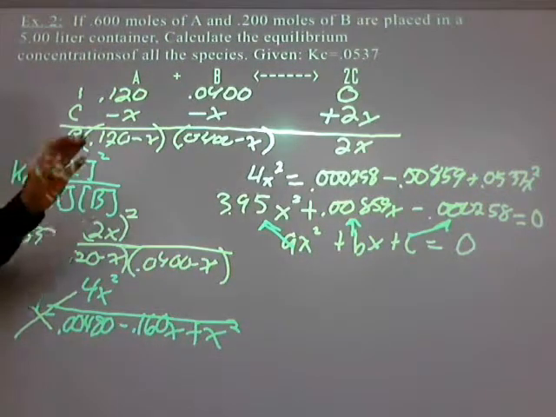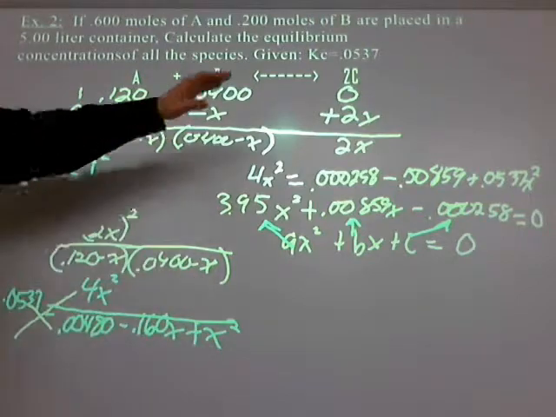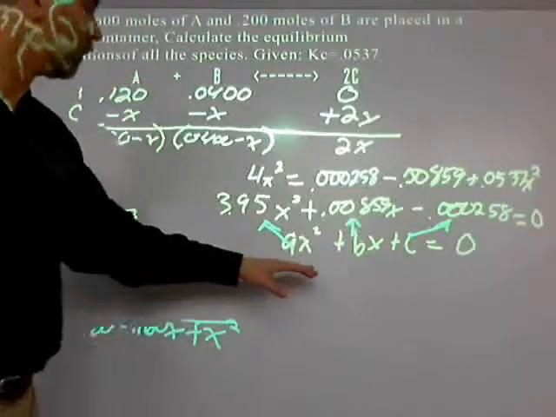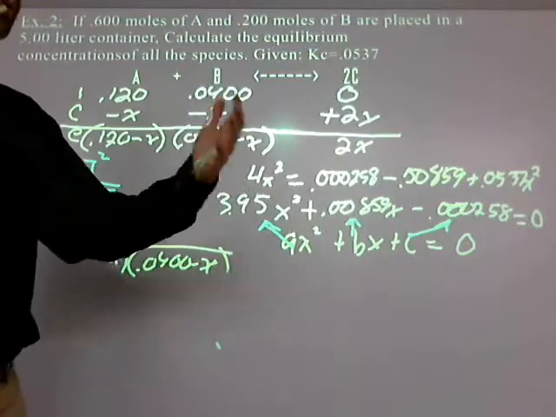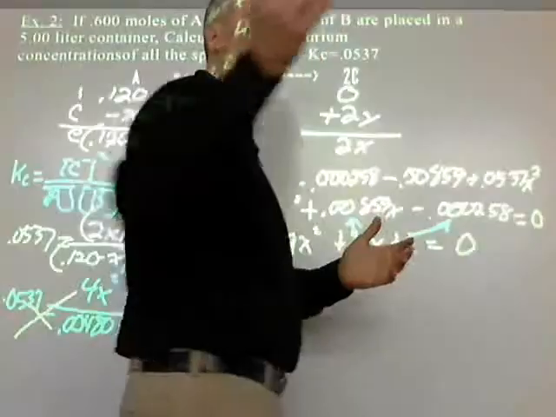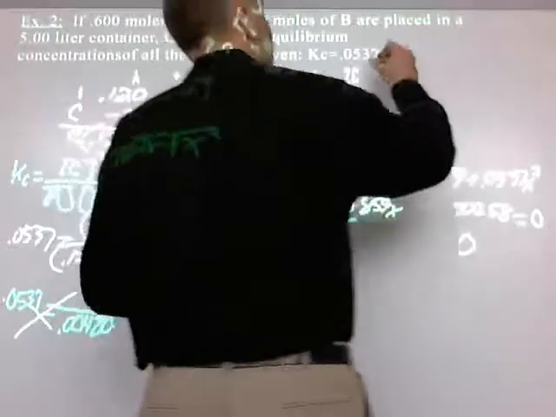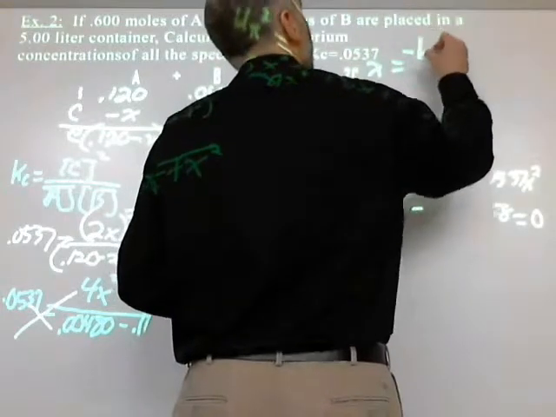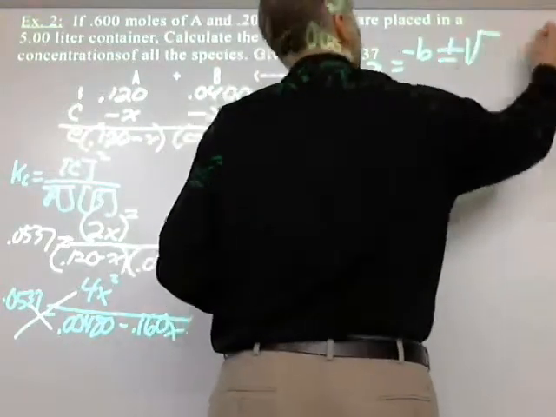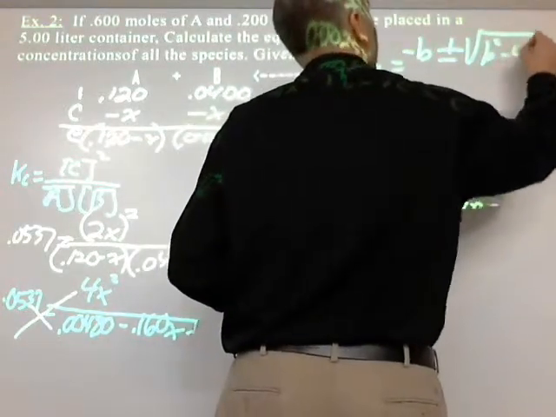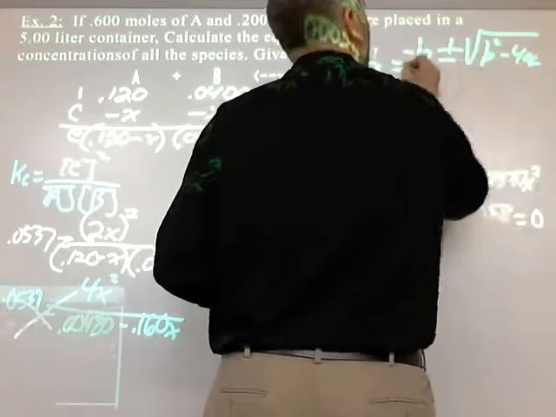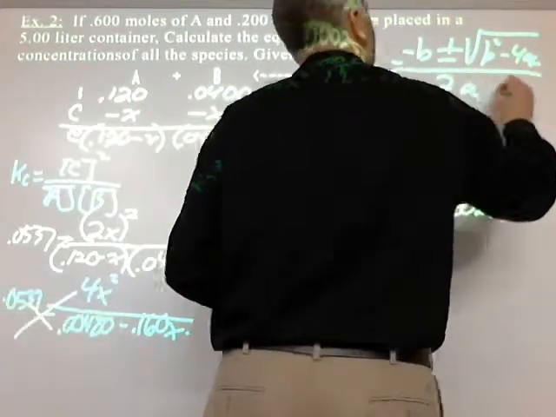Now, underneath that, although I'm going to put it up here just to get it out of the way, you have to write down the quadratic formula, which is from Mr. Thatcher's class. x equals negative b plus or minus the square root of b squared minus 4ac, over 2a.